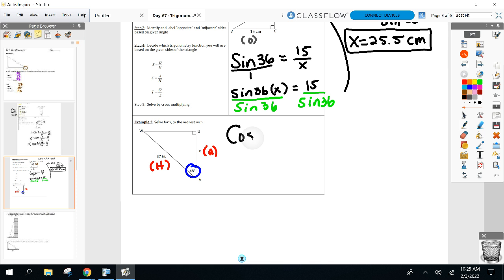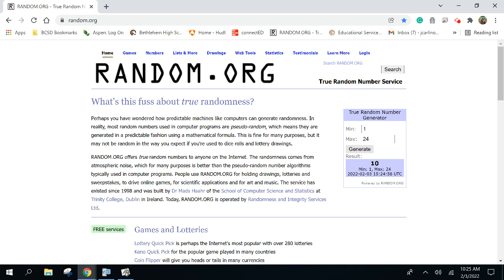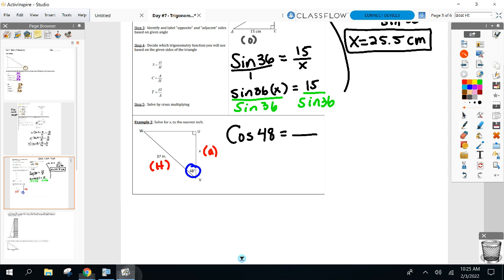Cosine abbreviated, COS. Don't put V anymore, we know what V is, 48. Cosine of 48 degrees equals, what ratio am I going to put on the right? Adjacent over hypotenuse, it's already labeled. X over 37, good. And just like we did last problem, sure, put it over 1. Cross multiply. Cosine of 48 times 37. Now notice, what am I left with on the right? I don't have to divide out anything this time. Nice. I just have to type that in my calculator.